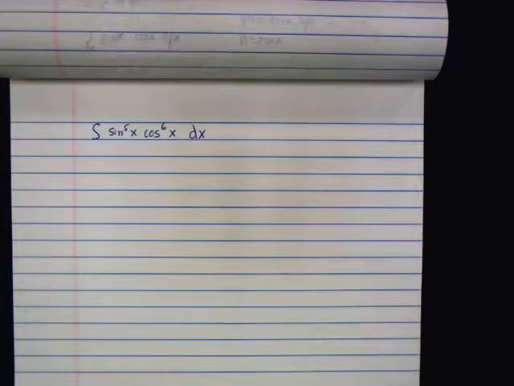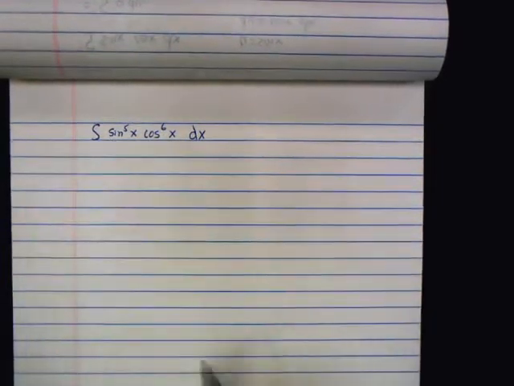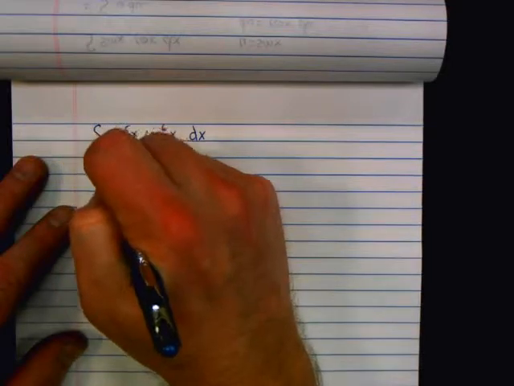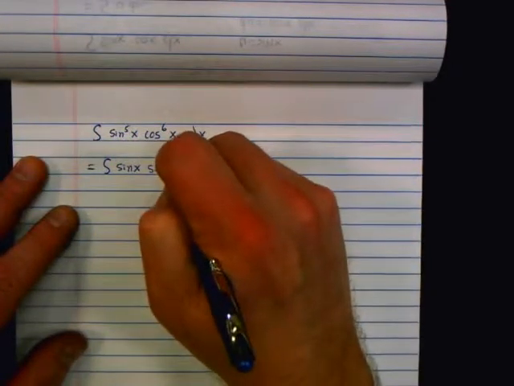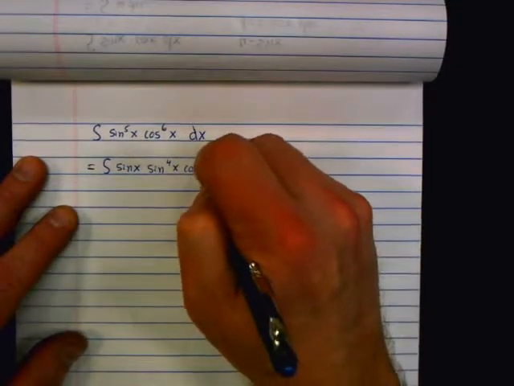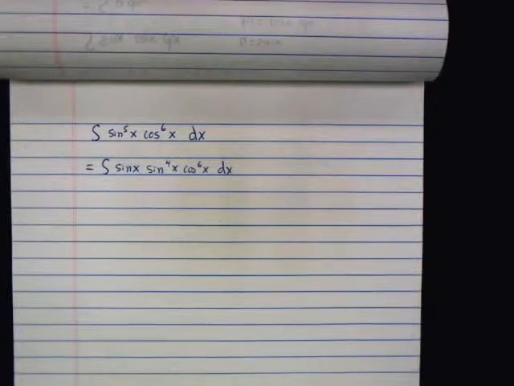Does one of them have an odd power? Sine does. So what are you going to do? Break it up. You're going to peel off one of the sines, and this time u is going to be cosine, because the derivative of cosine is going to give us that single sine. So we're going to write this as the integral of sine x, peeling off one sine, and then we're going to have sine to the 4th x cosine to the 6th x dx.